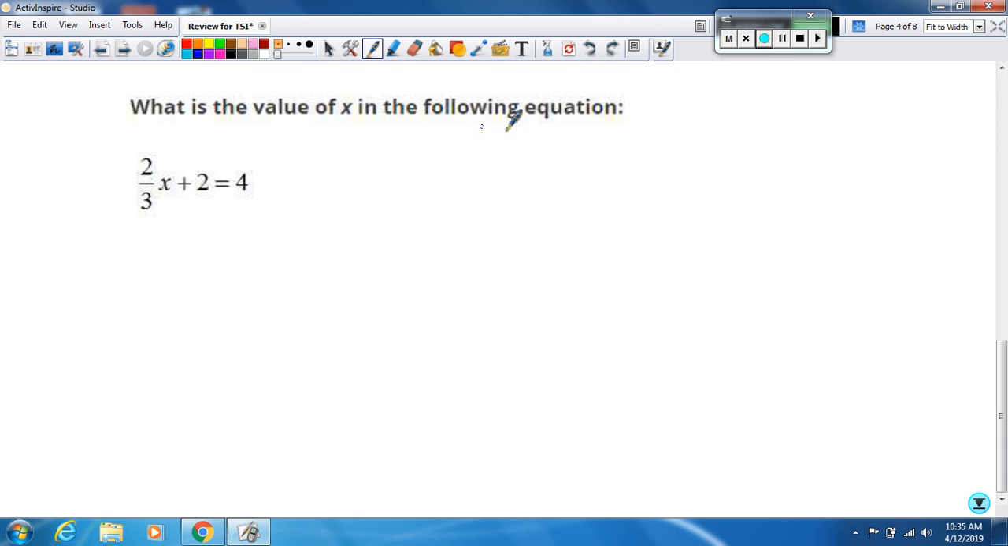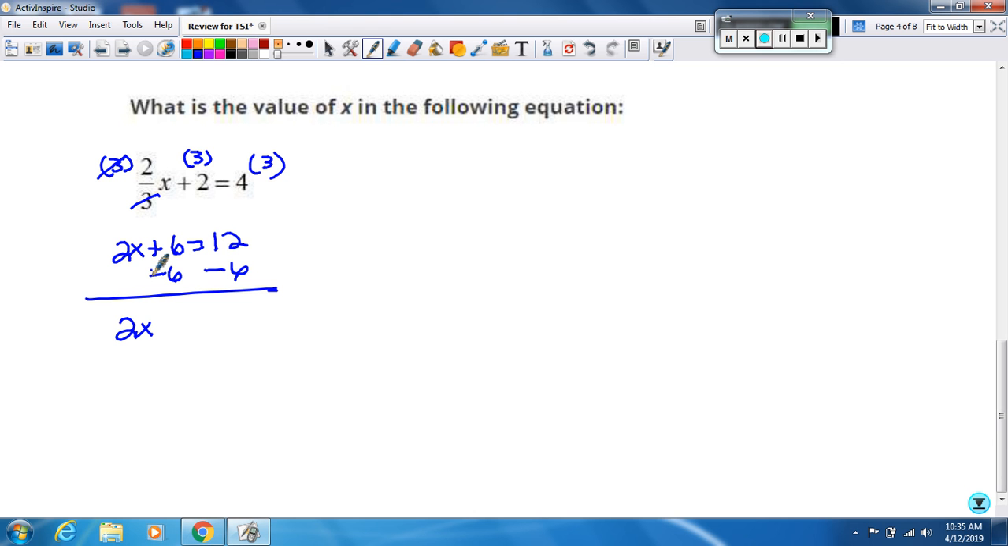What is the value of x in the following equation? I want to take the denominator and put it with each term like this. Top cancels with bottom, so this one just becomes 2x plus 3 times 2 is 6 equals 3 times 4 is 12. Subtract 6 from both sides. Bring down the 2x. Opposites cancel. Equals 12 take away 6 is 6. Divide both sides by 2. Top cancels with bottom. 6 divided by 2 is 3.